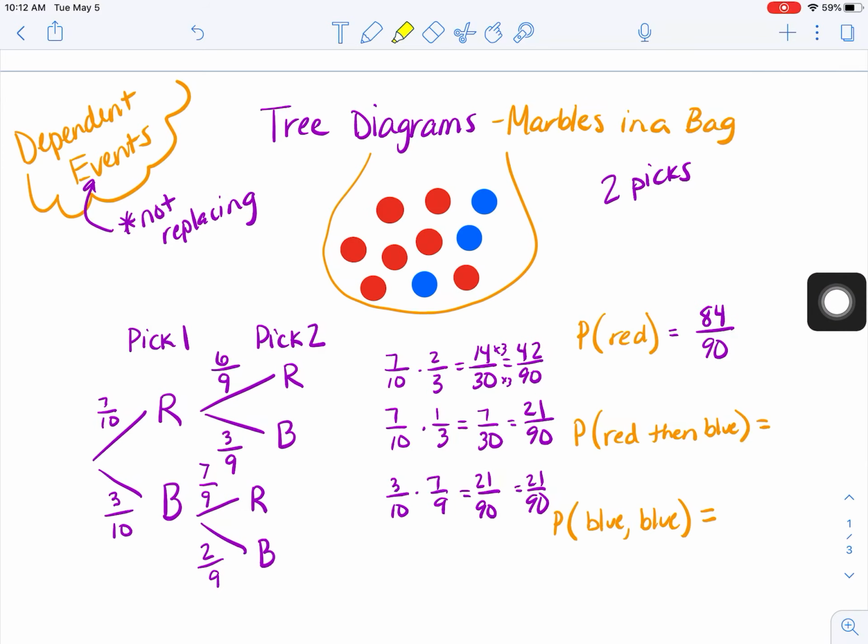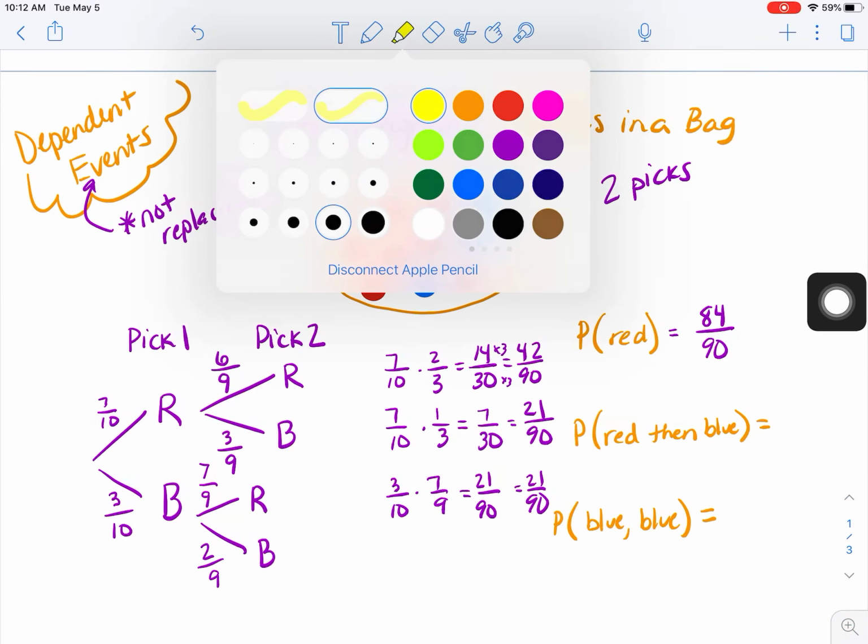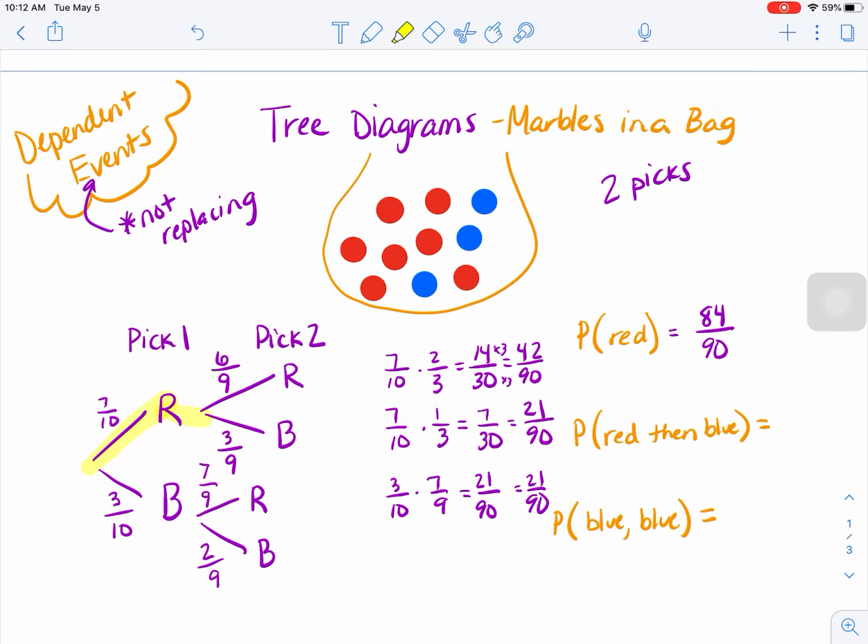The next one I want to know is what's the probability of picking a red then a blue? So if I highlight that path of picking a red then a blue, that is the only path that follows that scenario. So my red path is 7/10, my blue path is 3/9. So I'm going to do 7/10 times 3/9, and that's going to give me 21/90, and you could simplify from there.